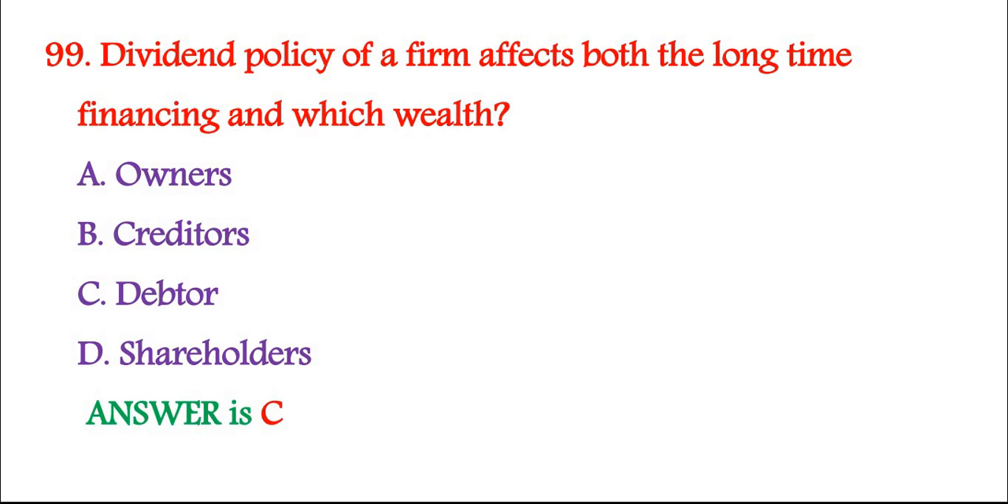99. Dividend policy of a firm affects both the long-term financing and which wealth? A. Owners. B. Creditors. C. Debtor. D. Shareholders. Answer is C.